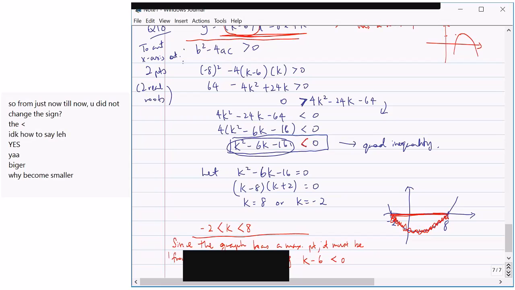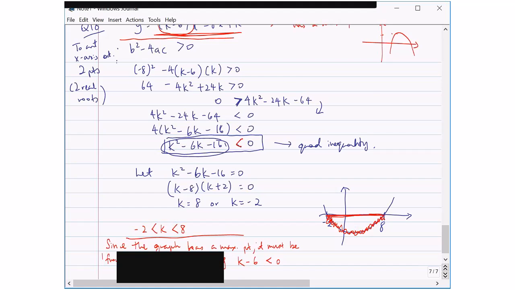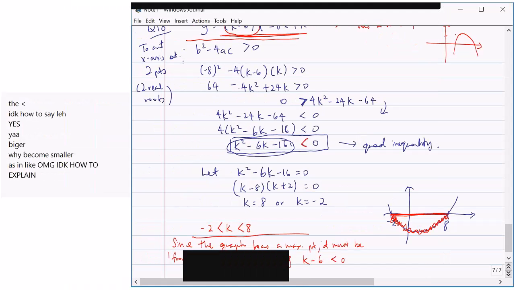Which one becomes smaller? Tell me which inequality here. Yeah, here got a lot of inequalities going on, so it's a bit confusing. It became less than 0 because I shifted the minus 4k squared to the right hand side.